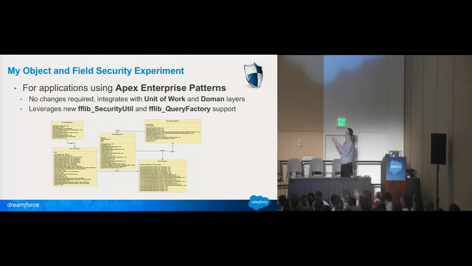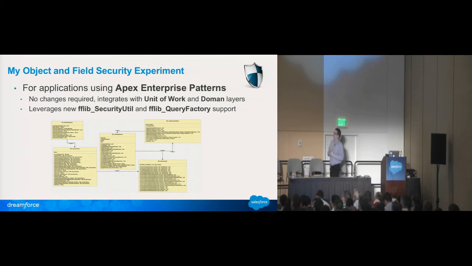But the current experiment that I've come up with doesn't require any changes to your code. If you're currently using Apex Enterprise patterns, what I've done is I've hooked into the unit of work and domain layers. So there are some inception points when you're using those layers that will reach out and do the FLS checking. There's a small UML diagram to show how that works. It uses another excellent Chris Peterson contribution called Security Util to do some of the security checking, which in itself can be used quite well. If you don't like any of this, check out Security Util. It's a really nice wrapper around checking FLS and object security.